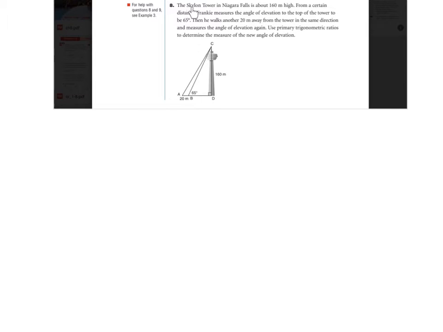The Skyline Tower in Niagara Falls is about 160 meters high. From a certain distance, Frankie measures the angle of elevation to the top of the tower to be 65 degrees. Okay, we can see that right here.